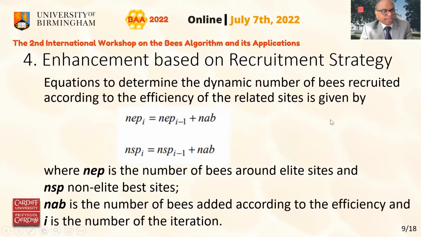The efficiency-based recruitment strategy can be implemented. The equations to determine the dynamic number of bees are given by these two equations. NEP is the number of bees around the elite sites, and NSP is for the non-elite best sites, and NAB is the extra bees that you are going to recruit, whether it is an elite site or a non-elite best site.